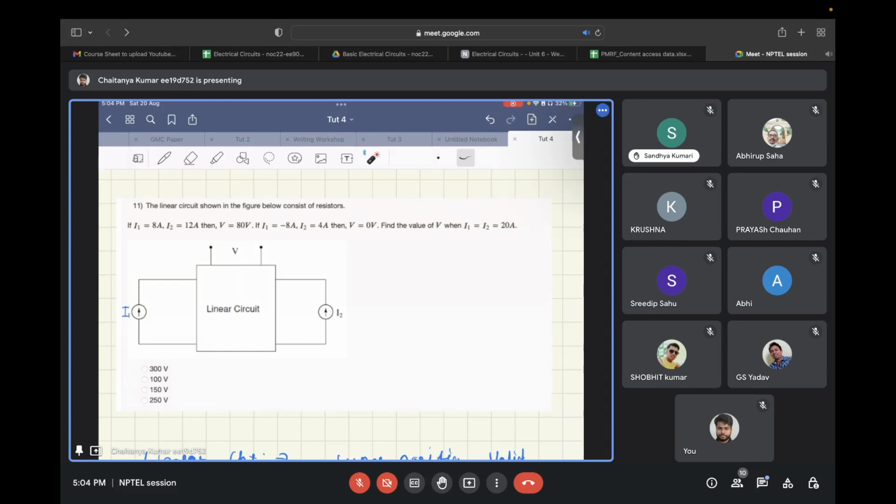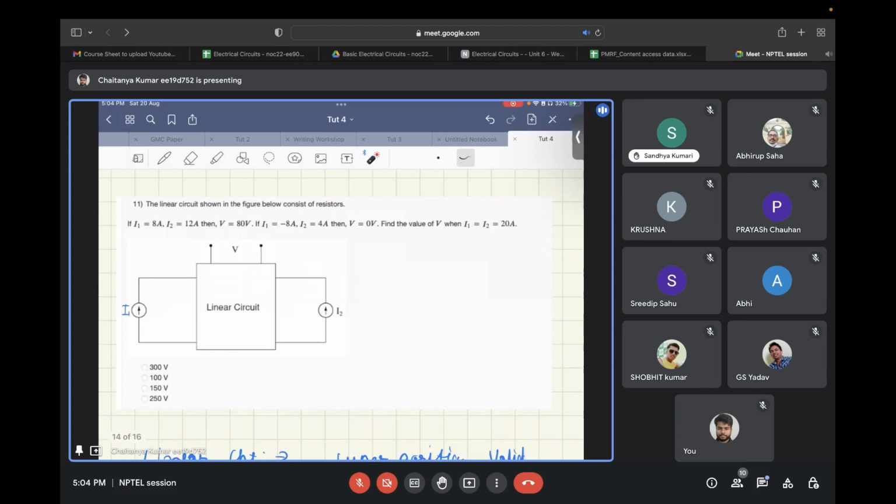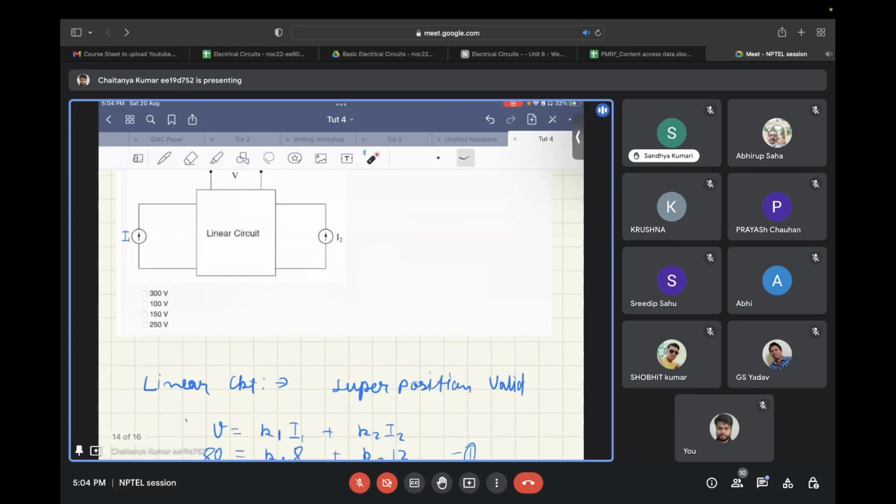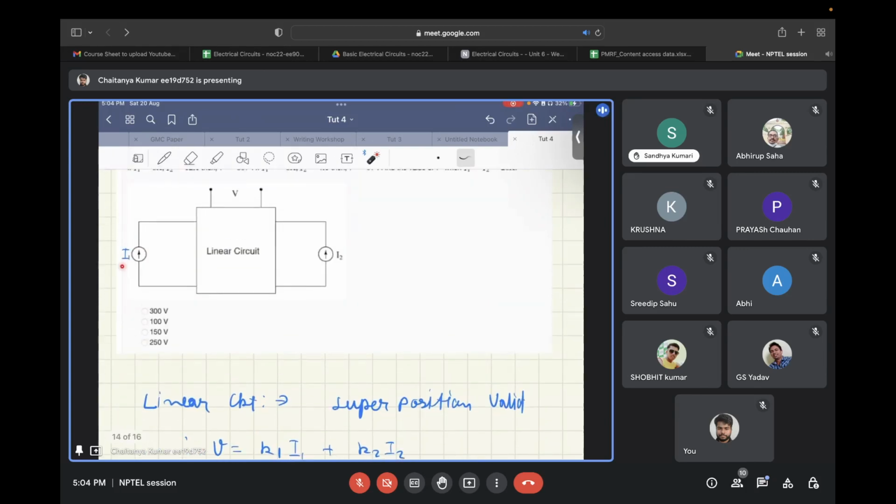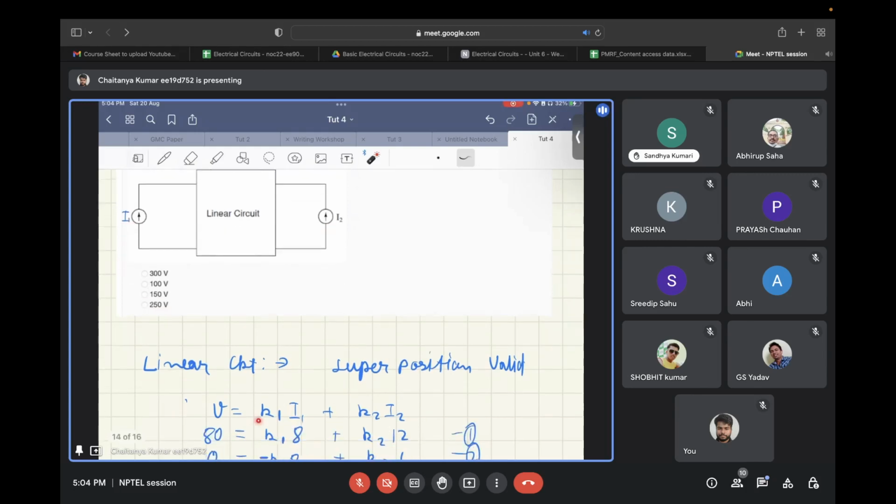In this case, as I mentioned earlier, since a linear system has two principles, homogeneity and superposition, here the principle of superposition will be applied. Let's say only I1 was flowing and I2 was zero. The voltage would have been some K1 times I1. And when I2 was flowing and I1 was zero, the voltage would have been some K2 times I2. And when both the currents are flowing, the voltage will be the sum of the two, that is K1 I1 plus K2 I2.